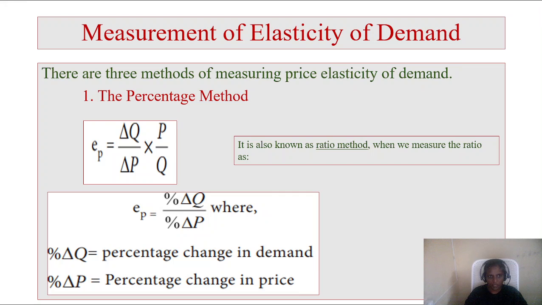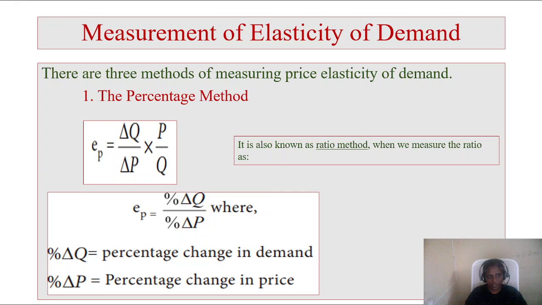The one is the percentage method. Mathematically, with the help of small data, we are going to see how the economists have measured the elasticity of demand. So the first one is the percentage method. Under this method, we will analyze the elasticity with the help of the percentage.